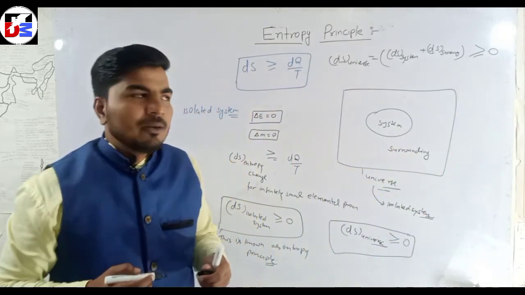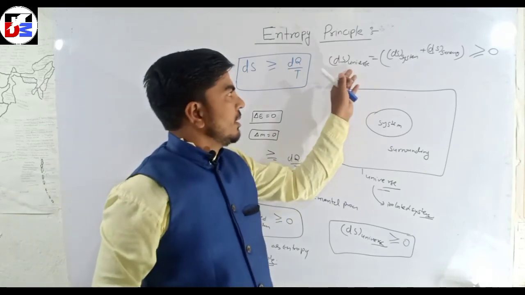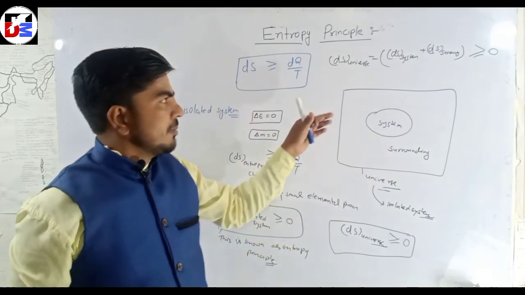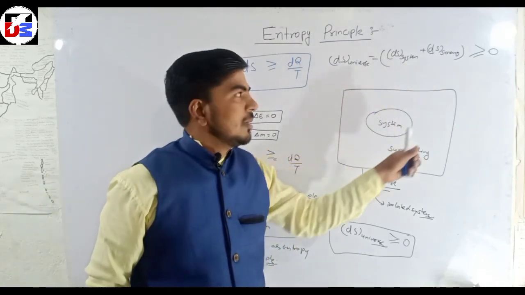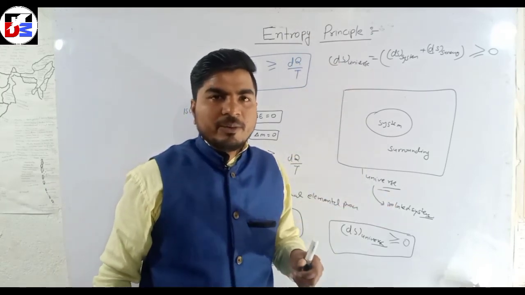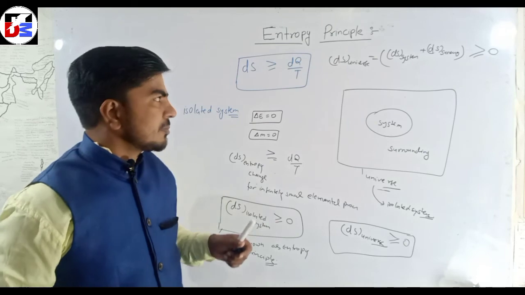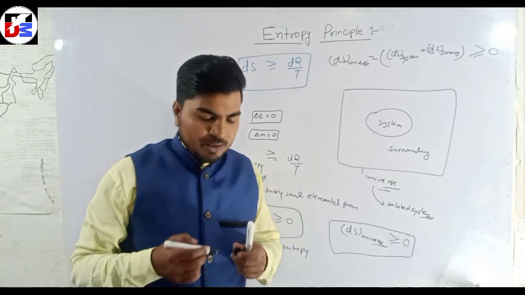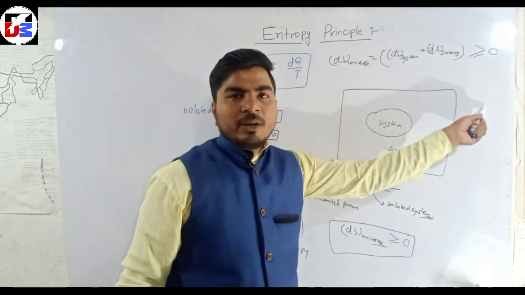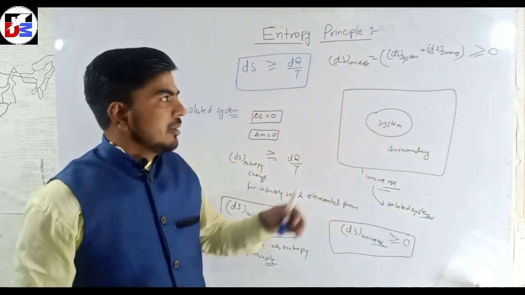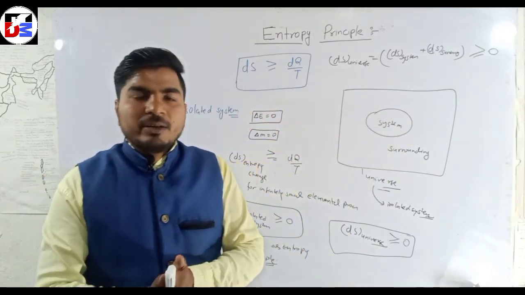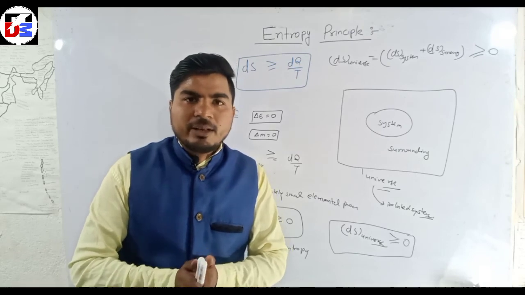If the process is reversible, then the entropy change of the universe is equal to 0, and if the process is irreversible, then the entropy change of the universe is always positive. So we can say the entropy of the universe is always increasing, because this value never becomes negative, it is always greater than 0.